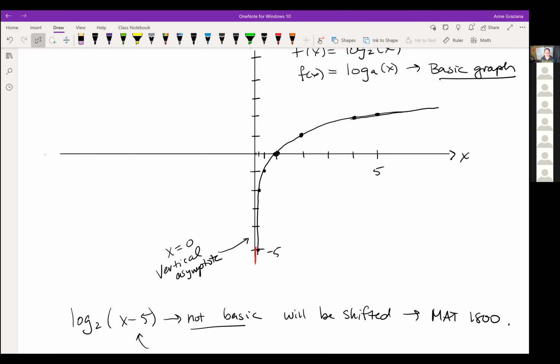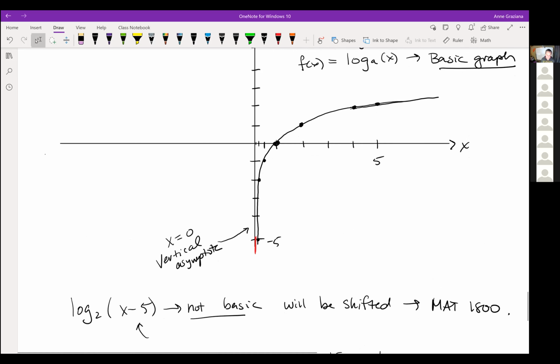Any questions? I know how much you all love graphing.